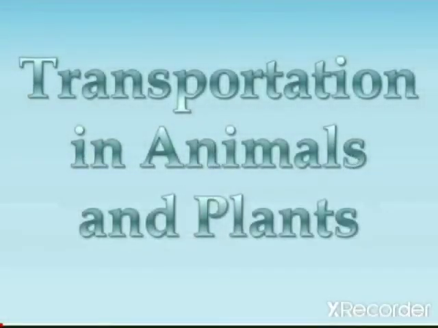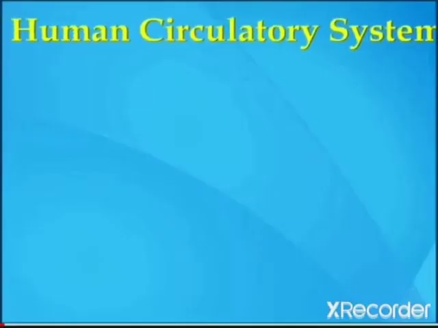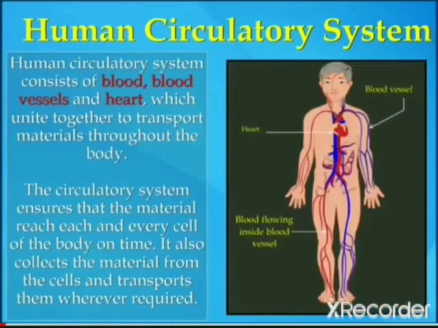Hello everyone. Today we will start with the topic human circulatory system. The human circulatory system consists of blood vessels and heart which unite together to transport material throughout the body. The circulatory system ensures that the material reaches each and every cell of the body on time. It also collects the material from the cell and transports it whenever required.